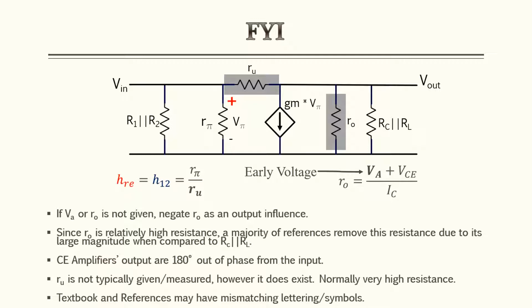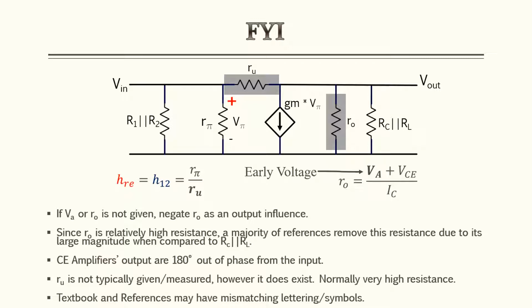Next, you'll see R sub U. It is typically not given nor measured. R sub U is that resistor in the center. Again, it's very rare to see that, and it's usually very high resistance. Hence why in some of your models, you'll see a gap or a blank there, because the resistance is so high, it's acting like it's not even there.